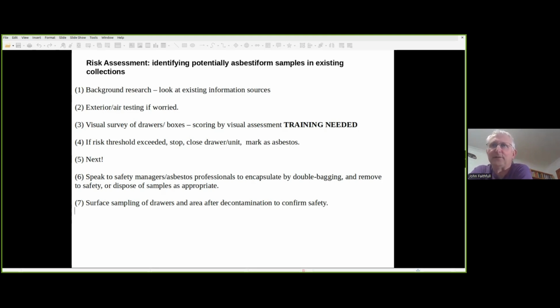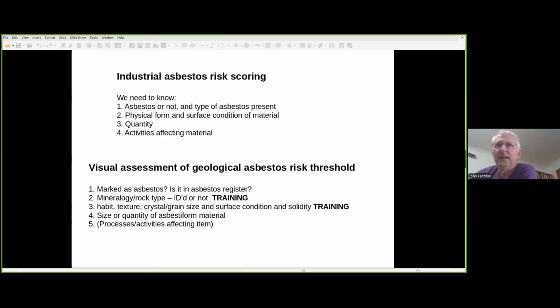Rather than wringing your hands for a long time about these kind of problems, it's relatively easy to do. So again, in industrial asbestos risk scoring, you need to know whether it's asbestos or not, type present, physical form, surface condition of material, the quantity of material, and the activities which might affect that material and cause fibres to be released. Similar principles apply to looking at rocks. So if you're looking at a specimen and think, is it actually marked as asbestos? That would be a flag. Is it already in an existing asbestos register? If you're looking at the mineralogy and the rock type, is it identified or not?